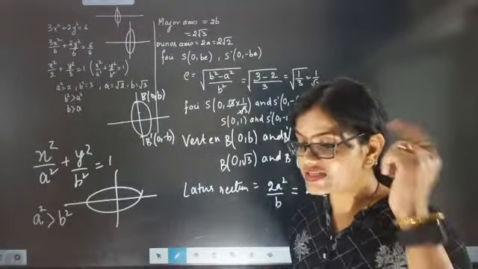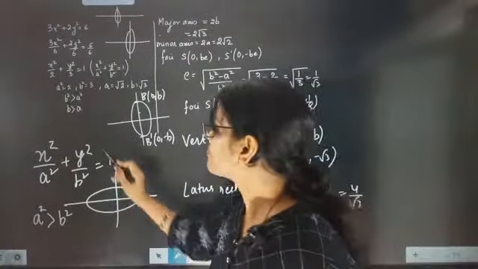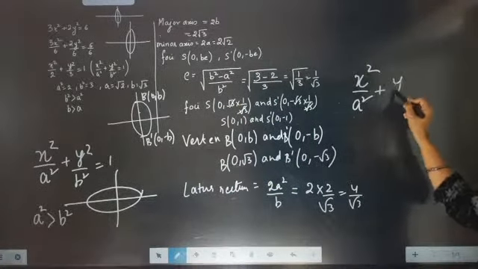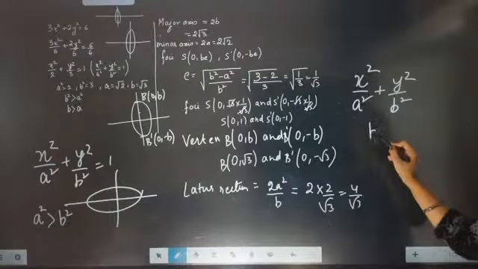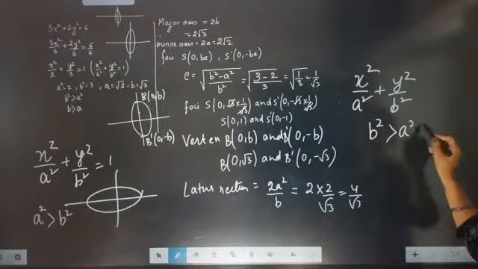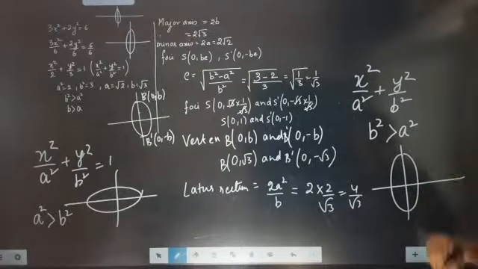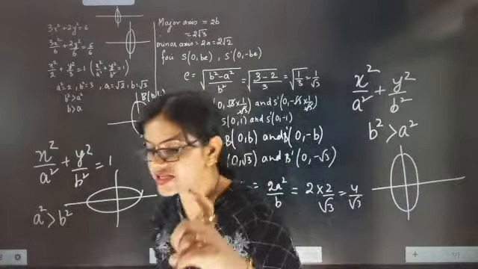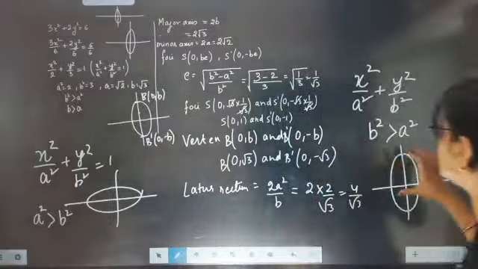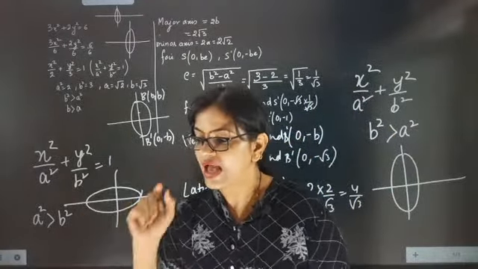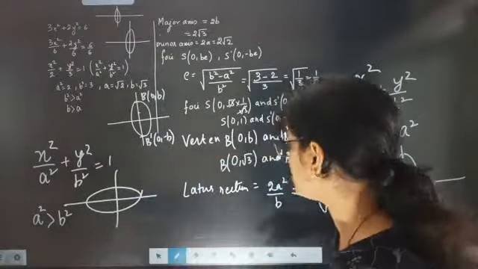And the next one: for the ellipse x square by a square plus y square by b square, when b square is greater than a square, that type of ellipse will be like this, beta. That means the major axis of the ellipse will be exactly resting on the y-axis. This is the most important point, Prince, and based on that only we have solved a question.